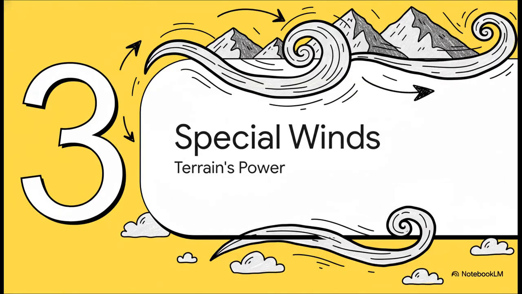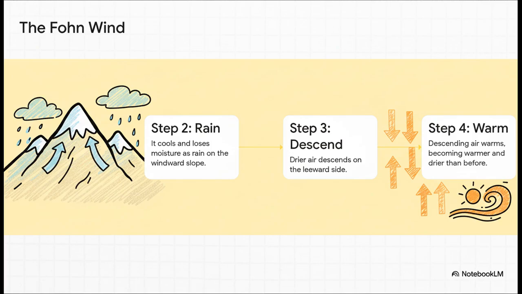So far, we've seen how terrain can breathe. But sometimes mountains do more than just create these gentle cycles. They can dramatically transform an entire air mass, creating some powerful and totally unique local winds. Let's follow the air on its journey to become a Foehn wind.